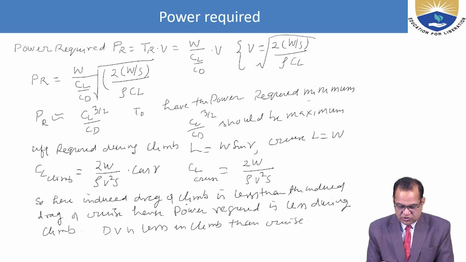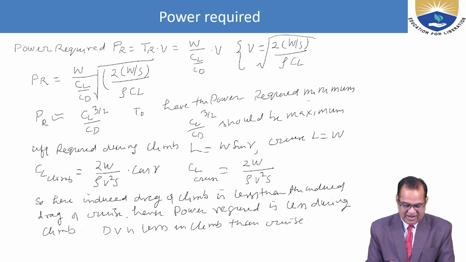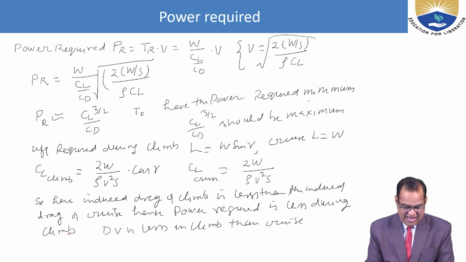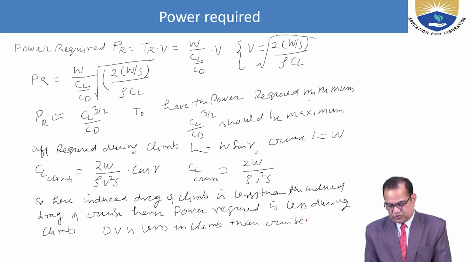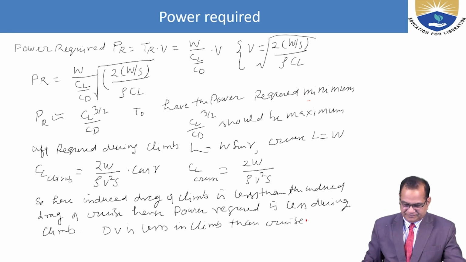So here induced drag of climb is lesser than the induced drag of the cruise. Hence power required is less during climb. dV is less in climb than the cruise. So power required is less during the climb.